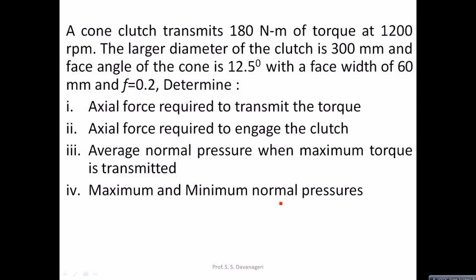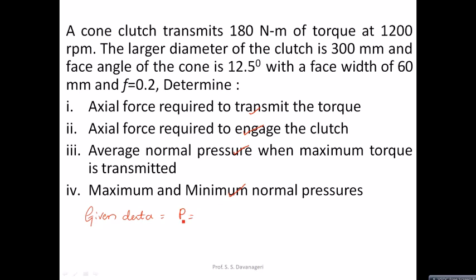So let us go for a problem here. A cone clutch transmits 180 Newton meter of torque at 1200 rpm. The larger diameter of the clutch is 300 mm and the face angle of the cone is 12.5 degrees, with a face width of 60 mm and coefficient of friction mu equal to 0.2. Now you need to determine the axial force required to transmit the torque, the axial force required to engage the clutch, the average normal pressure when maximum torque is transmitted, and the maximum and minimum normal pressures.